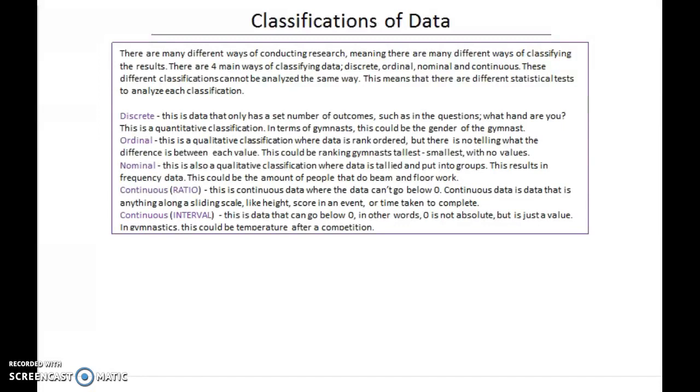Interval, however, 0 is just a number on that sliding scale. You can go below it, such as temperature, but 0 isn't absolute. It's sort of meaningless. It's just another number on the sliding scale.